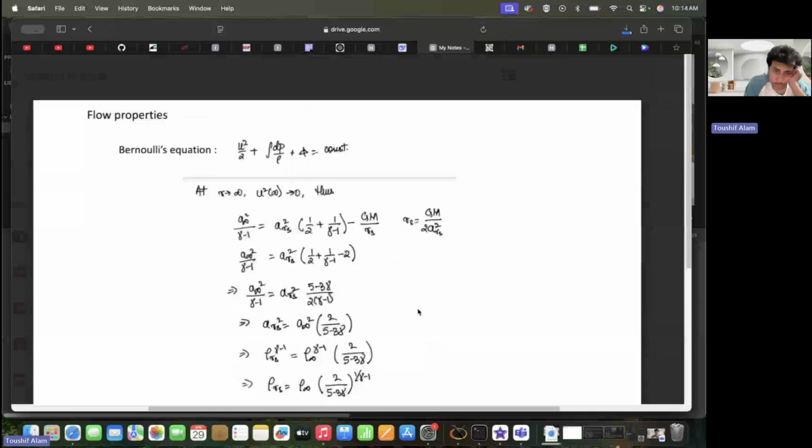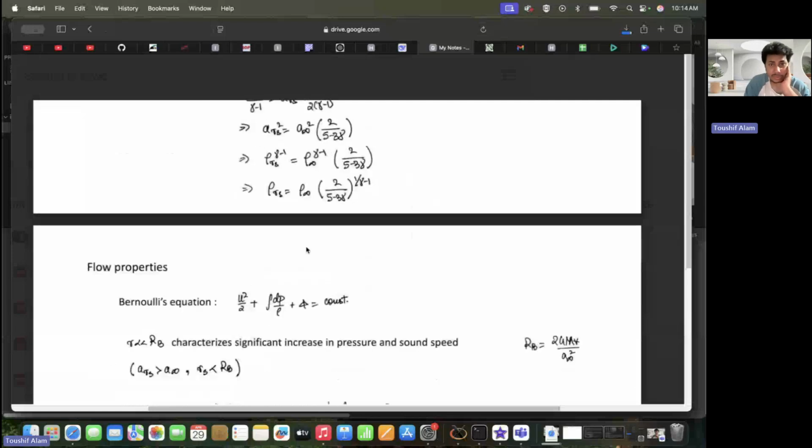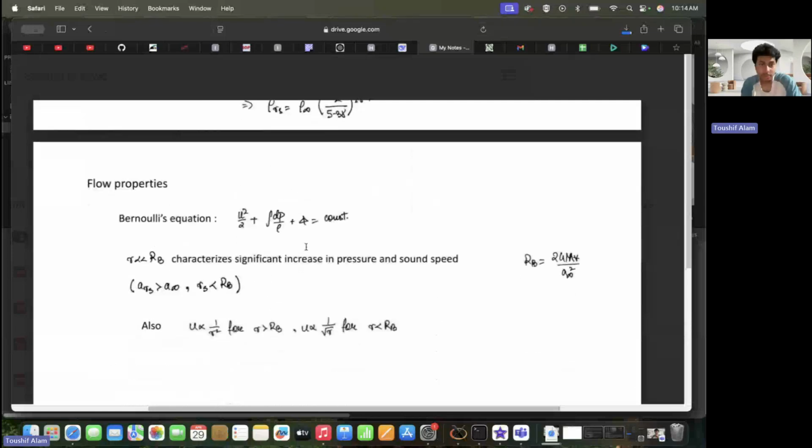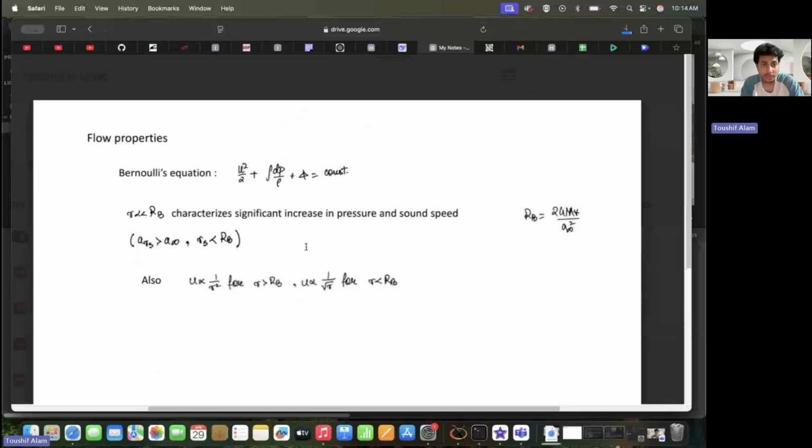Considering the Bernoulli equation again, at r infinity it is v infinity square by 2 plus a infinity square by gamma minus 1, which will be this. You get rho at Rs. I'll share this with you. You can check and do your homework at home. Bernoulli equation: u square by 2 plus integration of dp by rho plus phi is constant.